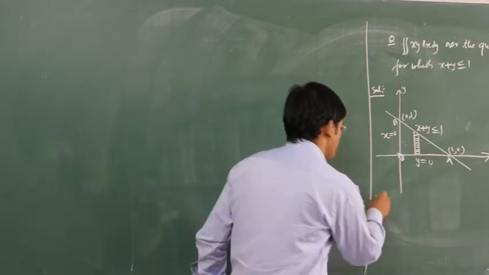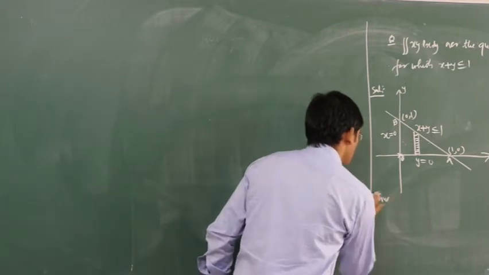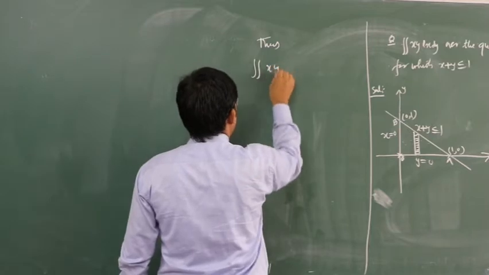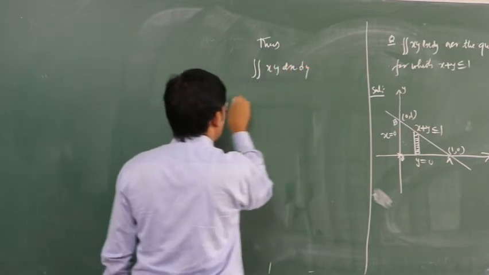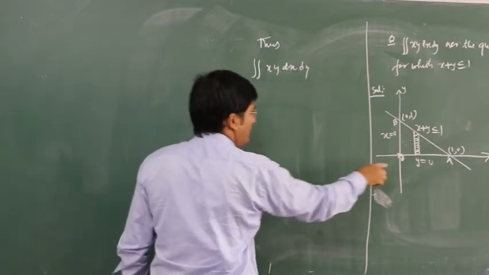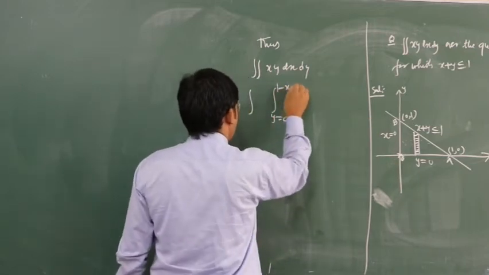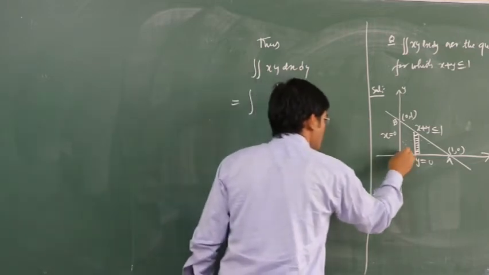So thus the double integration of xy dx dy is equal to, now the limit of y is from 0 to 1 minus x, and the limit of x will be from 0 to 1.